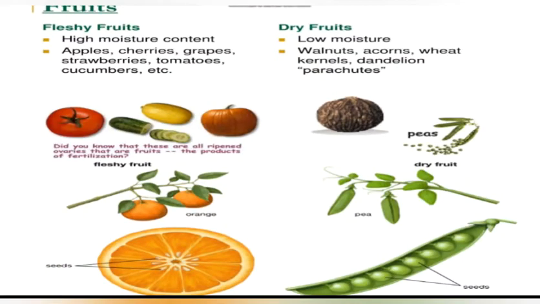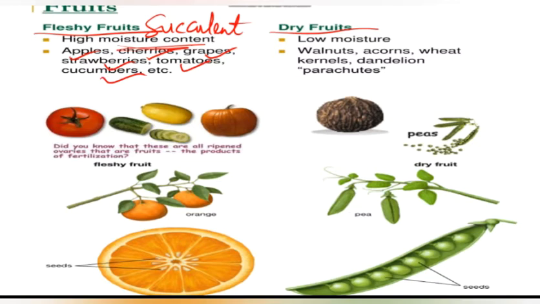Simple fruits can also be divided into fleshy fruits or dry fruits. When we talk about fleshy fruits, we also call them succulent. As I have said earlier, they are fruits that have high moisture content. That brings about their fleshy nature. We have examples such as apples, cherries, grapes, strawberries, tomatoes, cucumbers. These are all fleshy fruits.